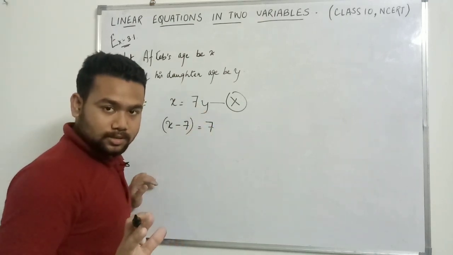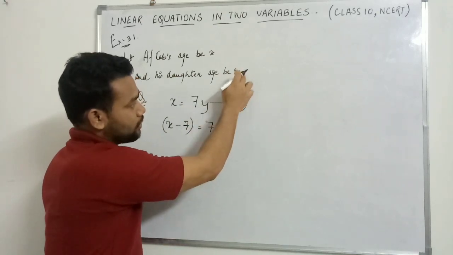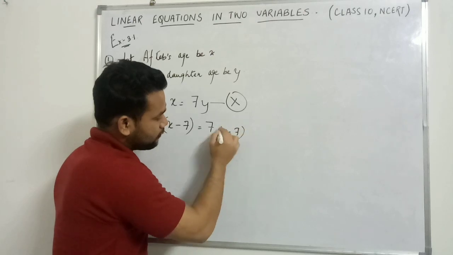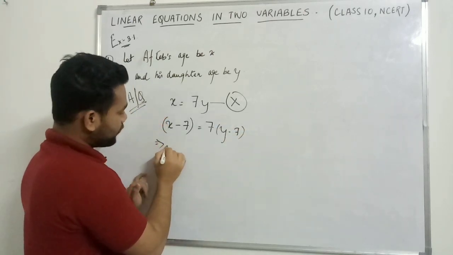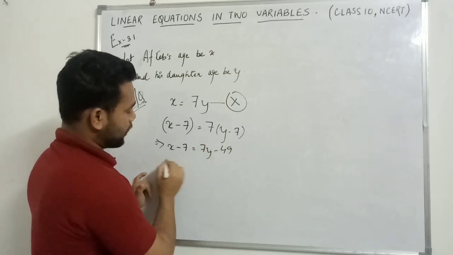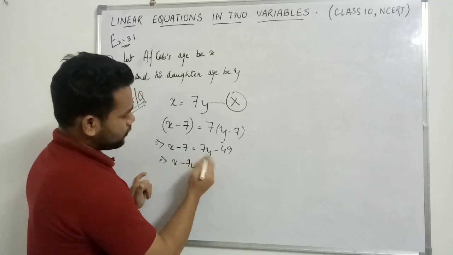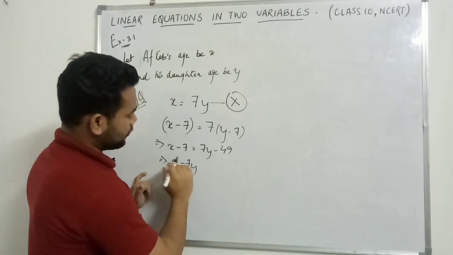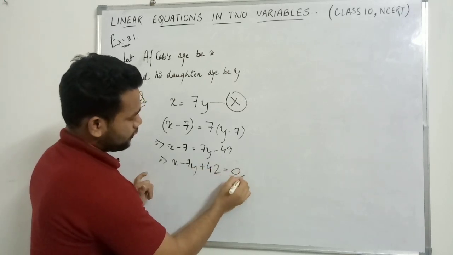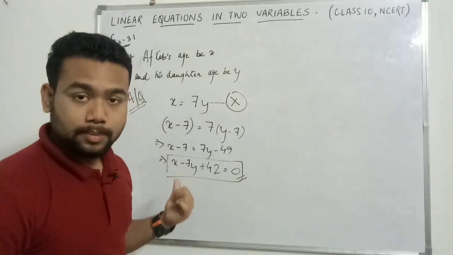Numbers never change, so digits always remain the same. 7 will be 7, and y, his daughter 7 years back, will be y minus 7. So if we solve it out, x minus 7 equals 7y minus 49. Then x minus 7y, and if we bring minus 49 to the left hand side, we will get 42. And this is your required equation in algebraic form.